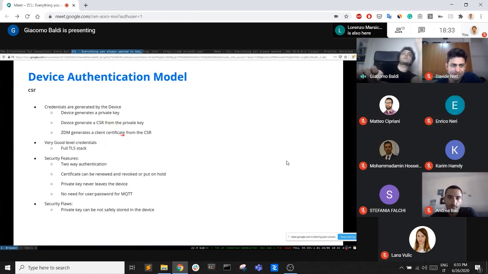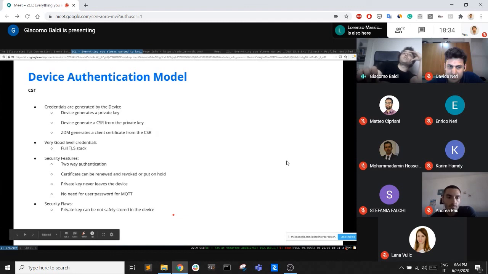The ZDM generates a client certificate from the CSR, signing it with the ZDM certification authority, which, to confuse things more and more, can be different from the self-signed certification authority that the ZDM uses to generate the MQTT broker certificate. They can be separate, and they will be separate. One is for controlling the authentication of the devices, and one is for controlling the authentication of the MQTT endpoint. This is very good stuff, and it's like before. There is two-way authentication. Certificates can be renewed. You can do whatever you want, and the private key never leaves the device.